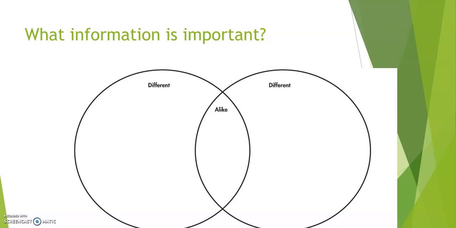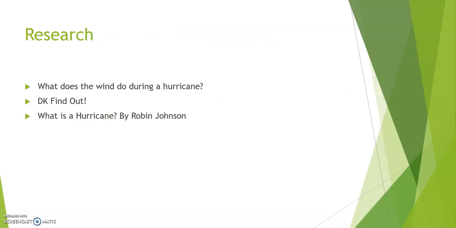And then, like I said, we can find this information so you can share it with your readers and teach them some new information. So today, we are going to use our multiple sources to answer this research question. What does the wind do during a hurricane? So whenever we do our research, we want to make sure we're answering that question. As we go into our sources today, we're going to be on the lookout for information about what the wind does during a hurricane.